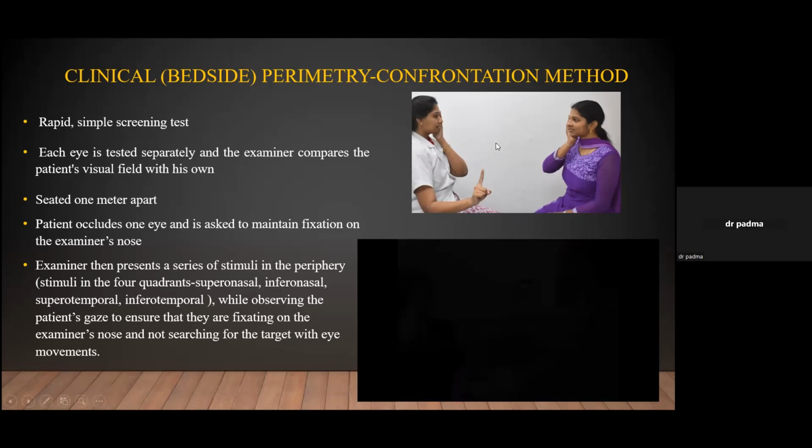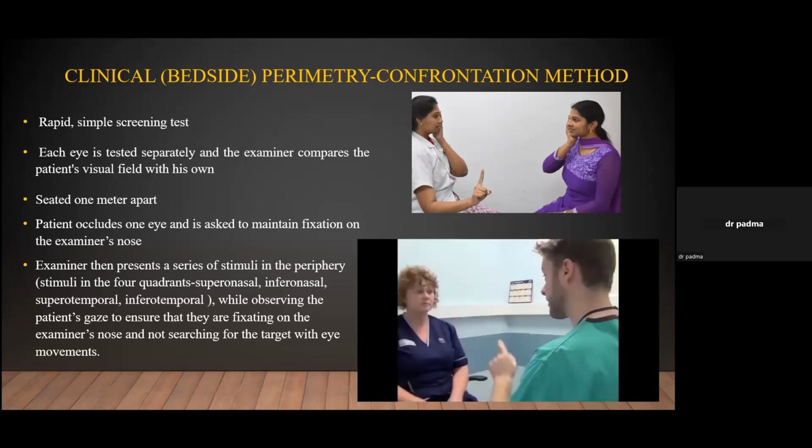So here the patient is seated at a distance of 1 meter from the examiner. The patient occludes one eye and is asked to maintain fixation on the examiner's nose. The examiner covers the same side and compares the patient's visual field with his own. A series of stimuli can be used to test the 4 quadrants, making sure that the patient is fixing on the examiner's nose and not searching for targets with eye movements.